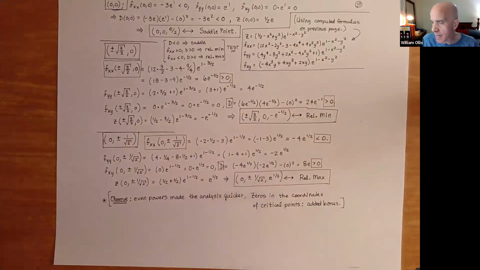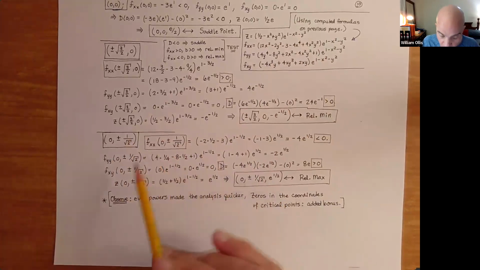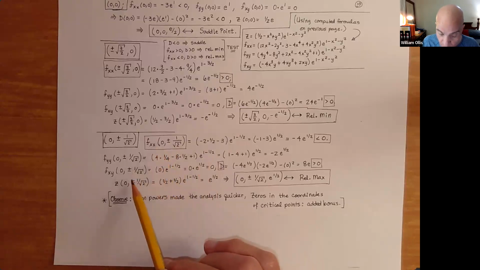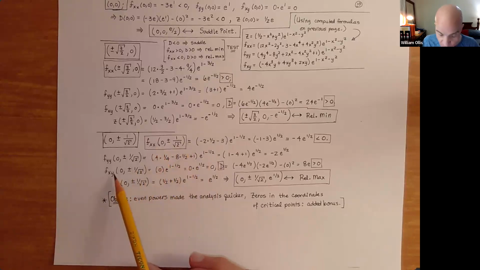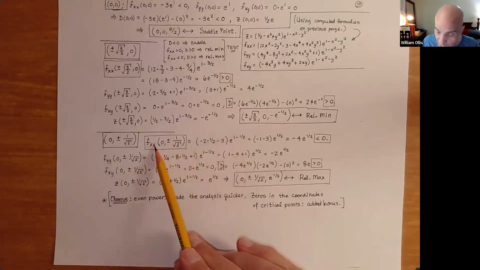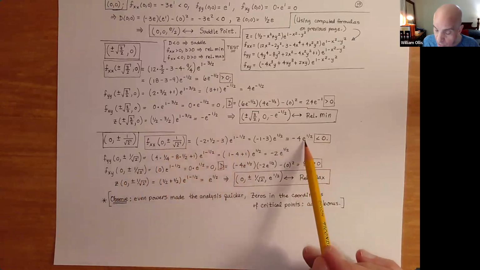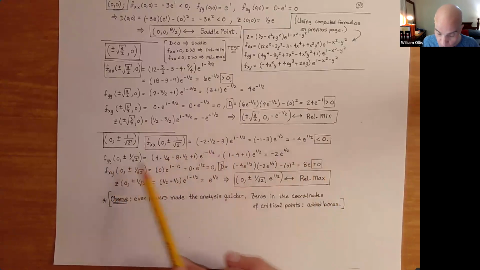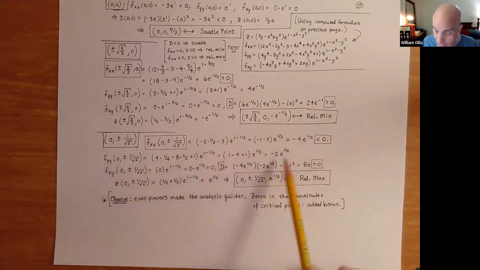Well, does this have a particular character? Is it a min, a max, a saddle point? So when you actually compute the values of the second order partials, not a surprise, the mixed partial is 0, as we would think it would be, but the second order x partial is -4e to the 1/2, which is negative. And then the second order y partial, again, by a similar analysis, is -2e to the 1/2.